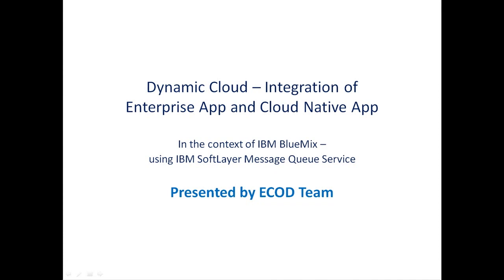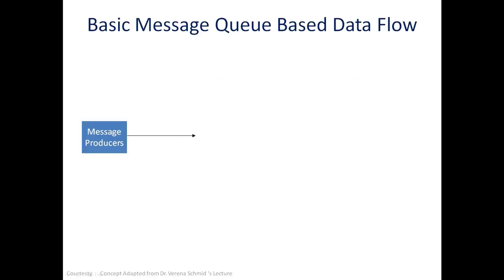About dynamic cloud. Dynamic cloud is an integration point between the enterprise application and cloud native application. The cloud native application in our case is going to be on IBM BlueMix. For the integration, we are going to leverage the IBM SoftLayer message queuing service. So let's see how exactly all these work together.